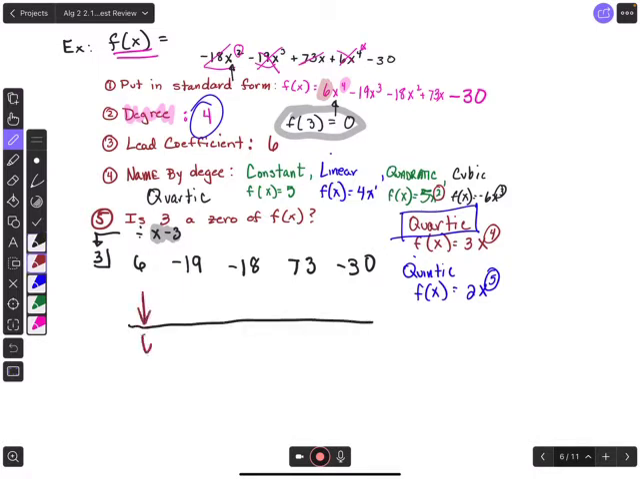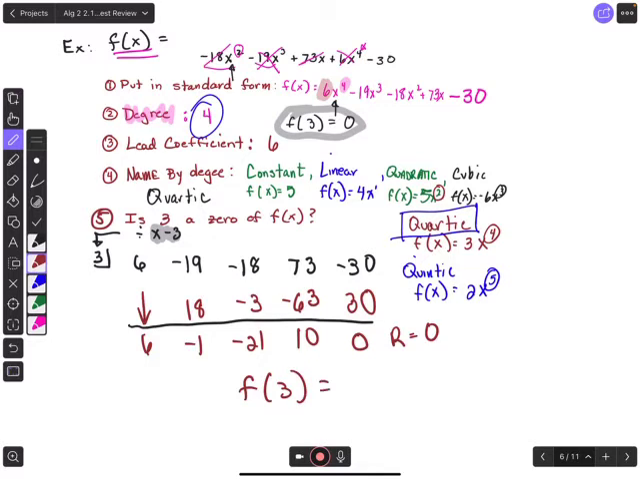And let's check to see if it divides evenly. So we'll drop our 6, and that's 18, that's negative 1, it's negative 3, that's negative 21, that's negative 63, and that's 10, and 3 times 10 is 30, and that's 0. So my remainder is 0, okay? And that is then the f of 3. Since I use 3, the f of 3 is the remainder, which is 0. So in question 5, is 3 a 0 of f of x? Yes.